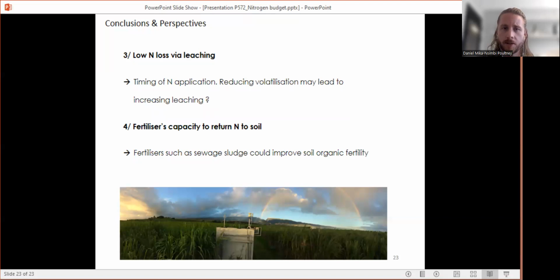There was a low nitrogen loss by leaching, which is probably due in part to active uptake by the sugarcane crop, as well as the capacity of the soil to retain nitrates. The last point was that there was a high level of nitrogen that was returned by immobilization to the soil from each of the fertilizers. This was most present for the sewage sludge, which was the highest in organic nitrogen content.